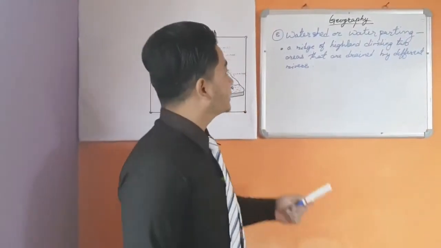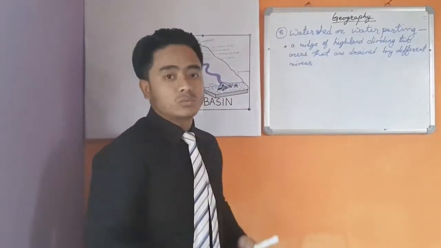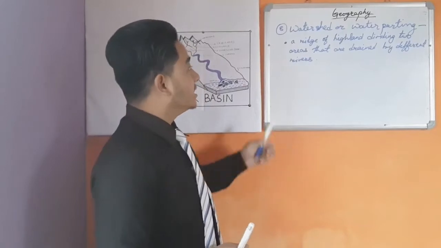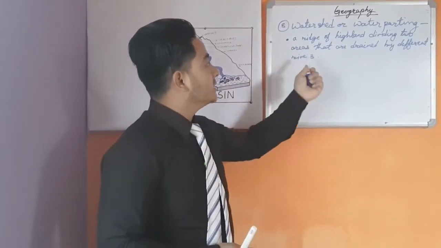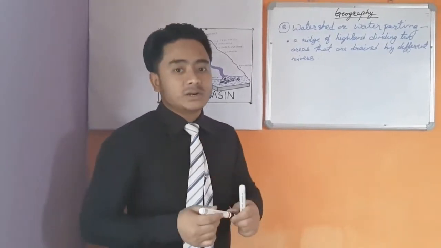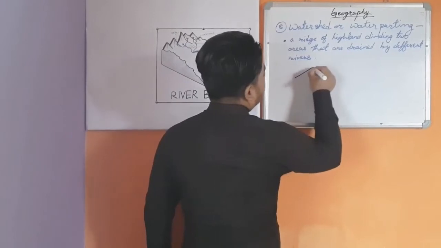The eighth one is watershed or water parting. So what is a watershed or a water parting? A ridge or highland dividing two areas that are drained by different rivers is called a watershed or a water divide. So let me explain this with the help of a diagram.